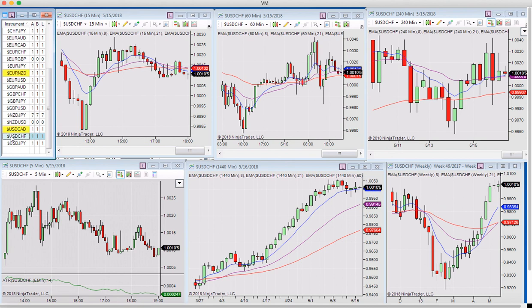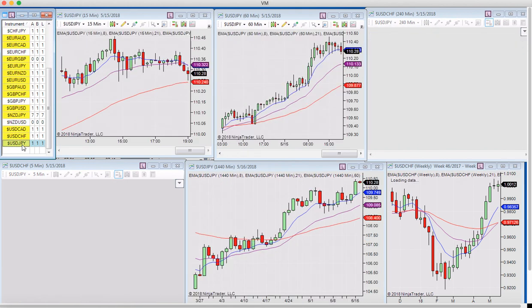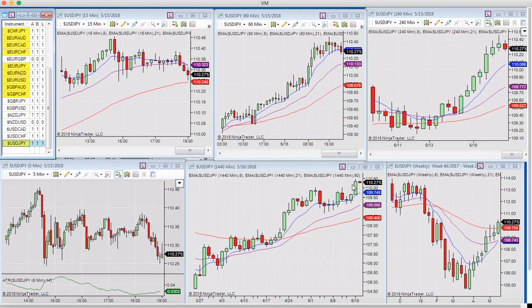USD CHF. No, this trend is strong and smooth, but it's just too close to this moving average. This could reverse. This could do anything. This is one of those ones that looks great at a glance, but when you go into it, it's not perfect.